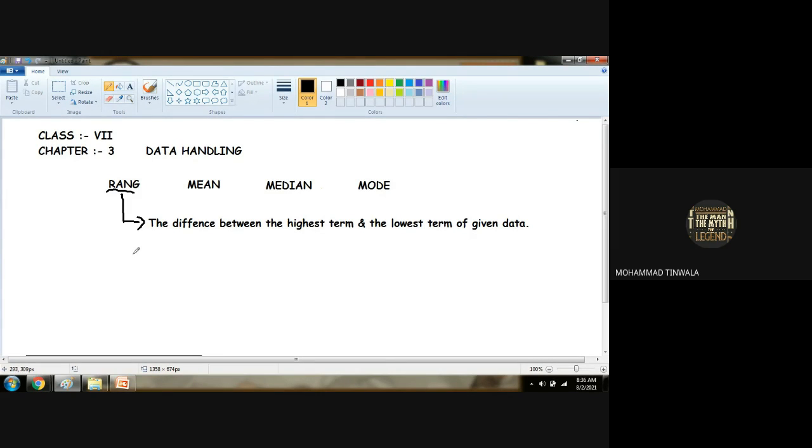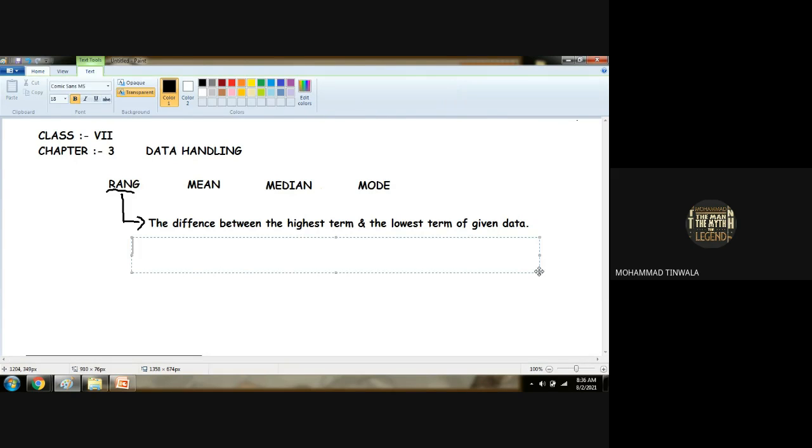If the data is given, what we have to do? Highest minus lowest. Any doubt? Which gives us range. Do you understand or not?